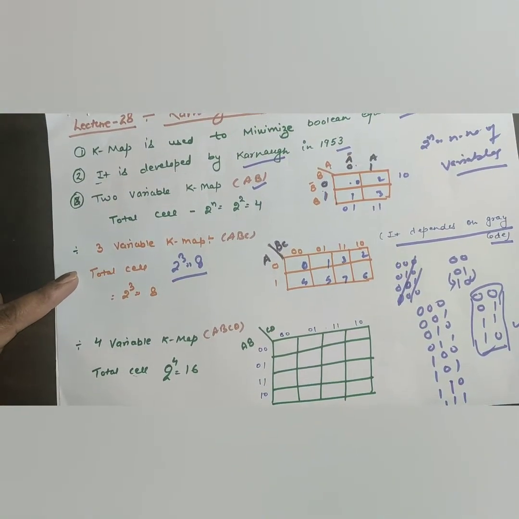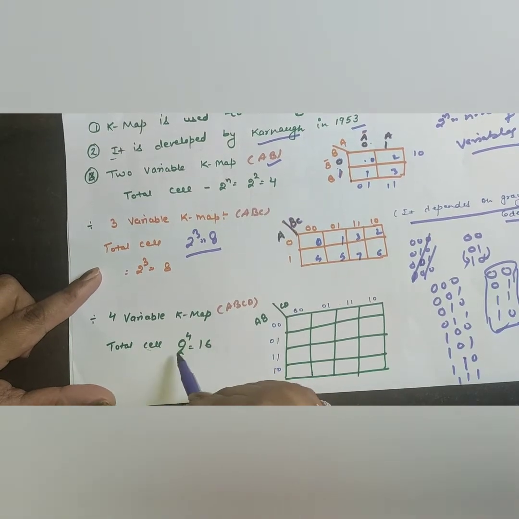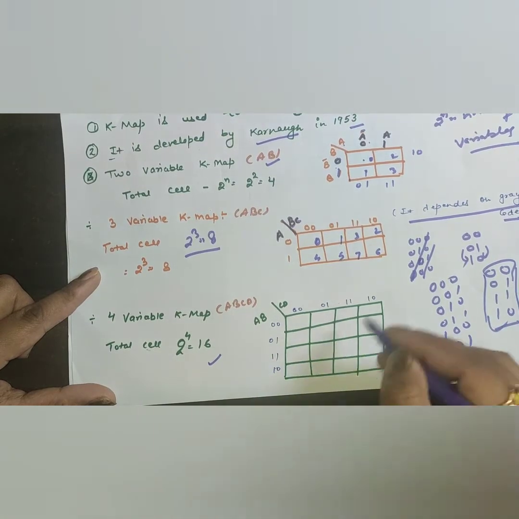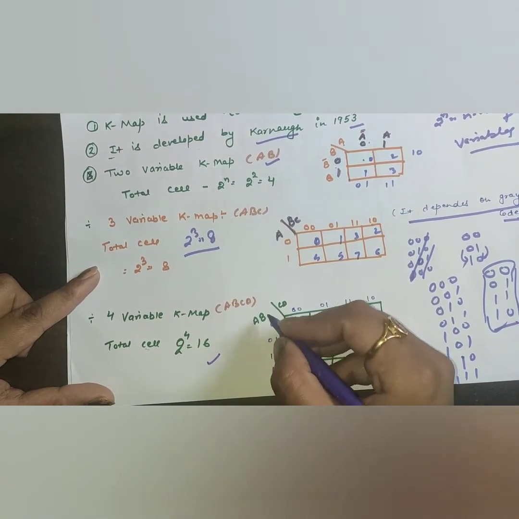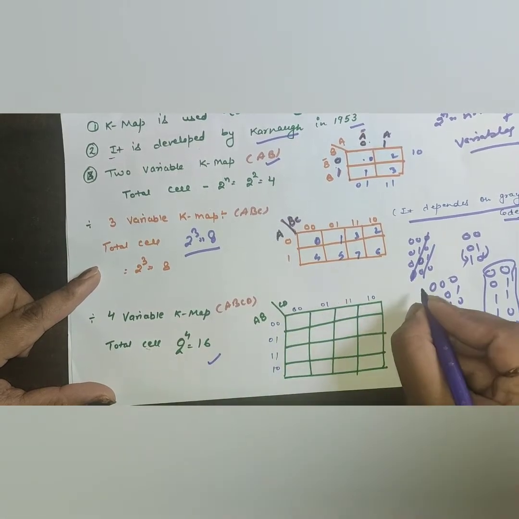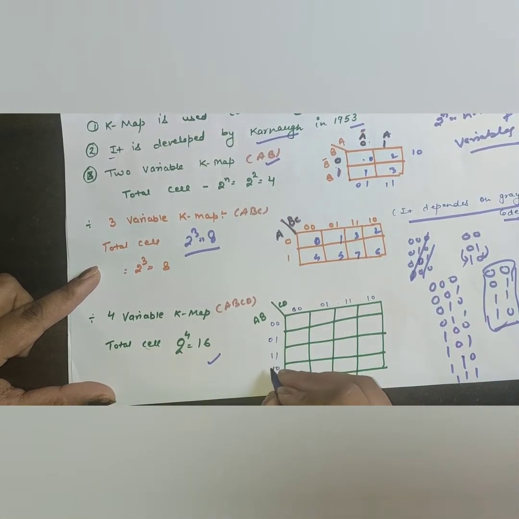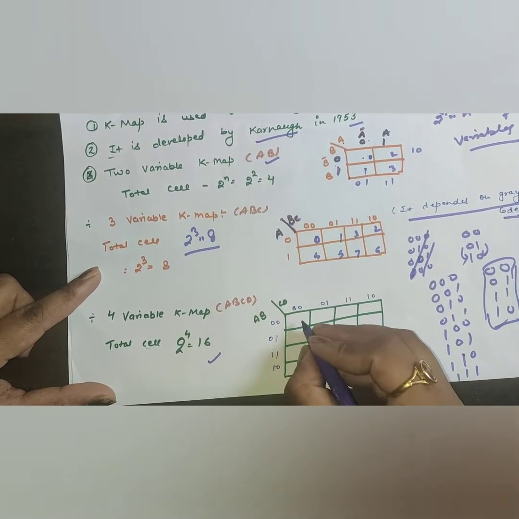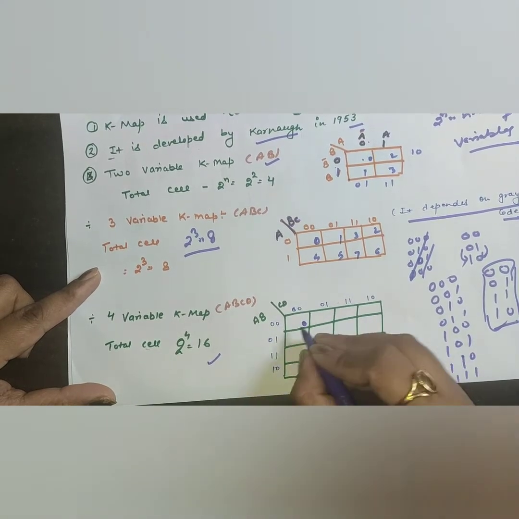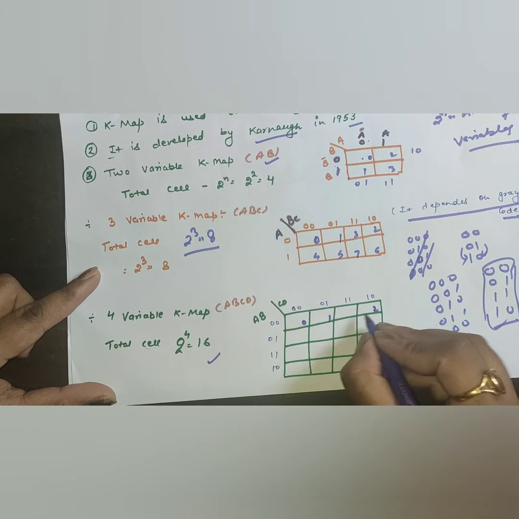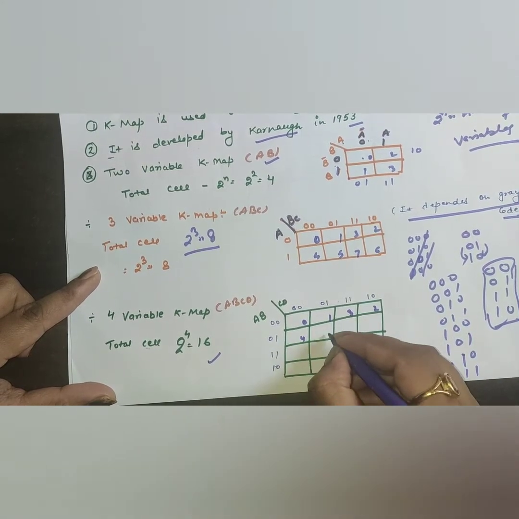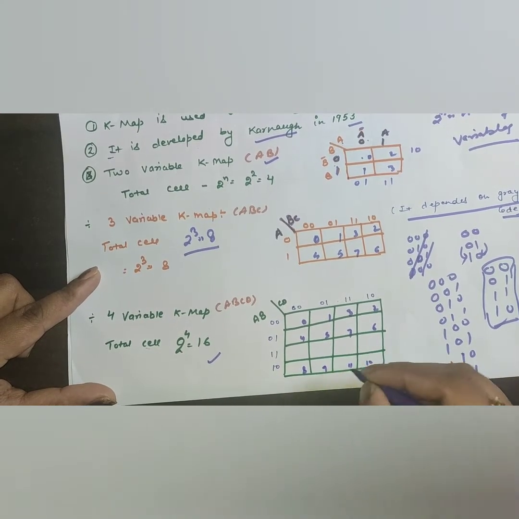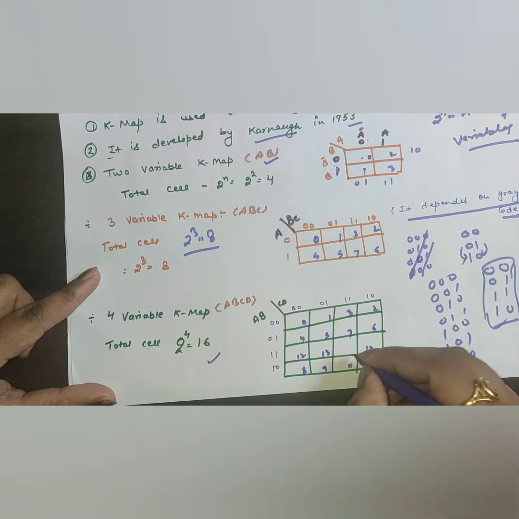Now if we talk about the 4 variable K-map, it is 2 to the power 4, so the number of cells is 16. 2 variables on the left side, vertical, and 2 variables horizontal. The positions are 0 0, 0 1, 1 1, 1 0 on both. The decimal values: 0 0 0 0 will be 0, 0 0 0 1 will be 1, like this, 2 3 4 5 6 7 8 9 10 11 12 13 14 15.